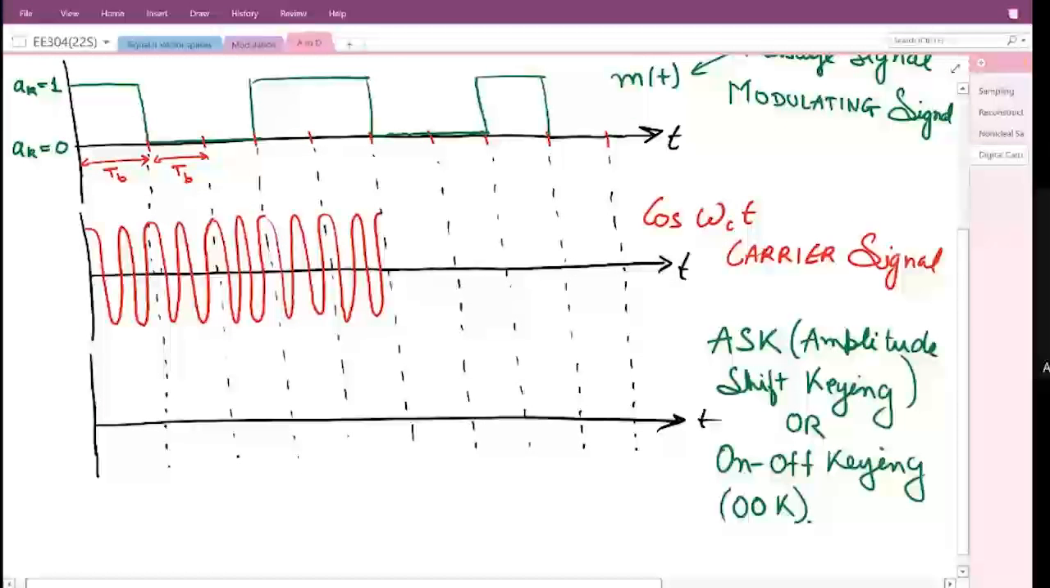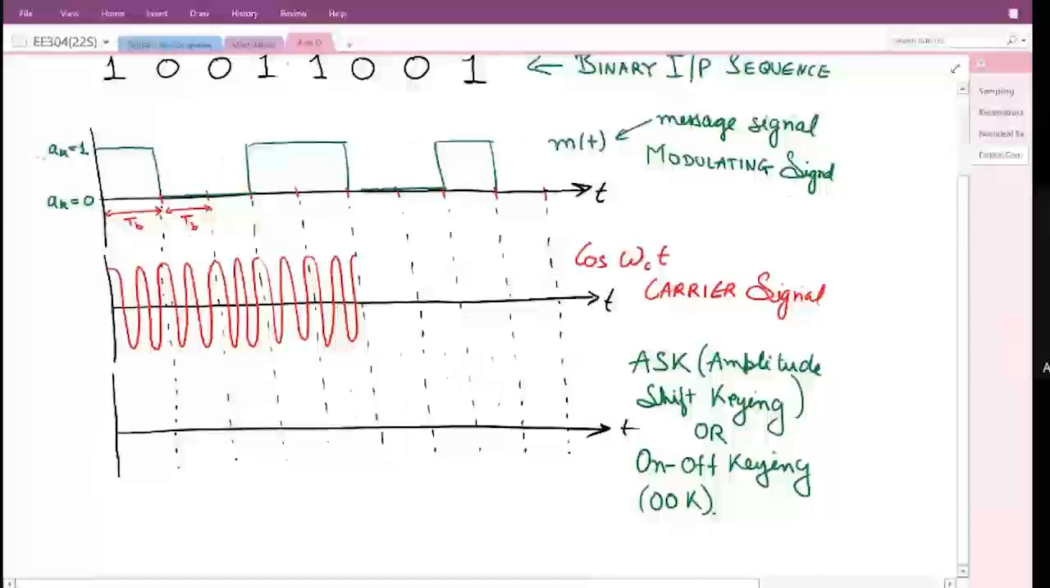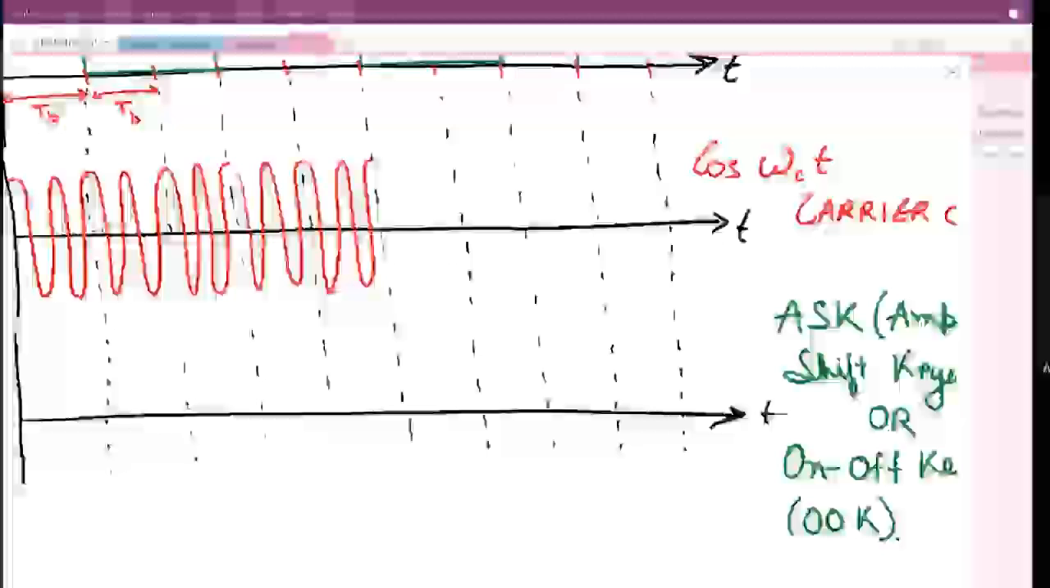If I have to draw the modulated signal, how should the modulated signal look? Can anyone help me out? How should the modulated signal be? It will be same as the carrier signal except for the part where it is zero. Except for the part where it is zero, it should be the same, correct?